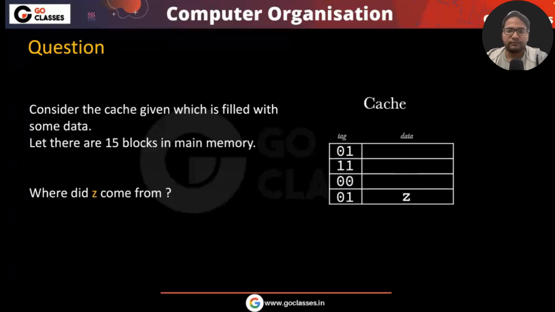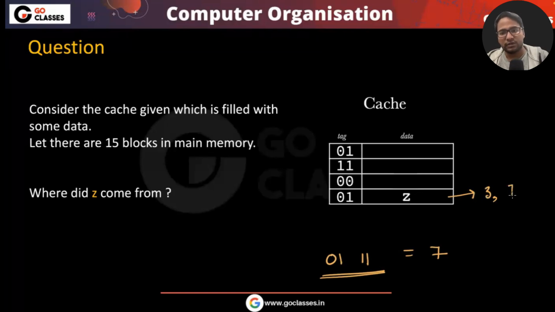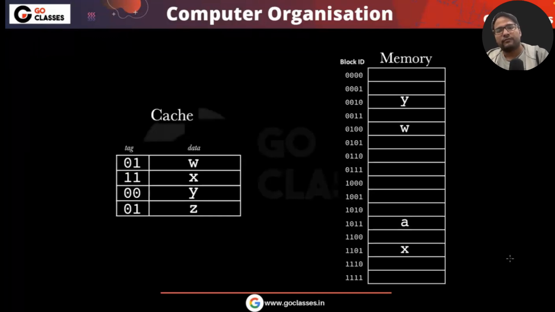Okay. Now you tell me here. This is the last question of this type. Tag is 01. Index is what? Index is 11. So that's why it is 7, right? Nice. So it can contain data from, this is 0, 1, 2, 3, right? So it can contain data from block 3, and then plus 4, 7, then plus 4, 11, then plus 4, 15, right? 3, 7, 11, 15. Okay.